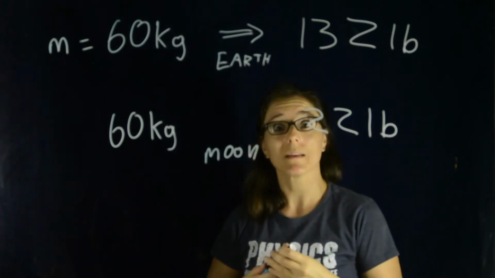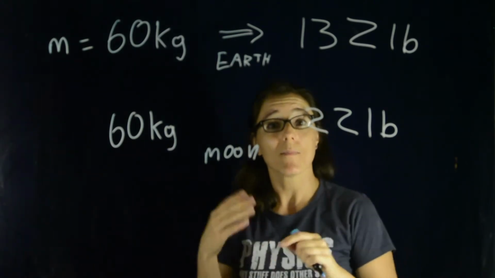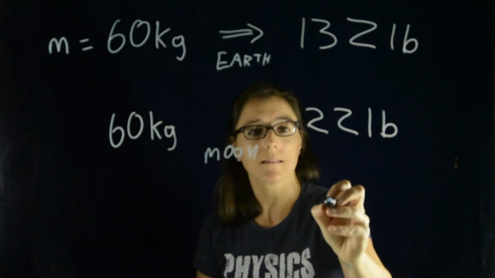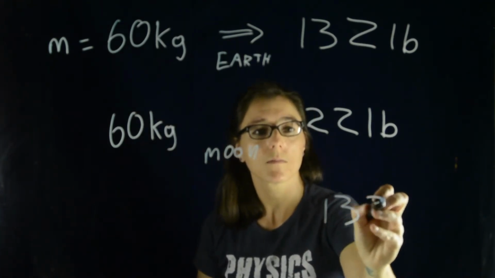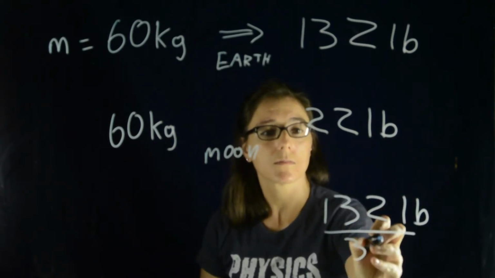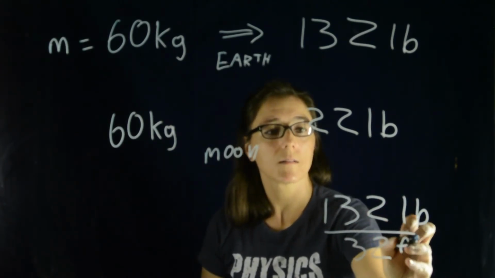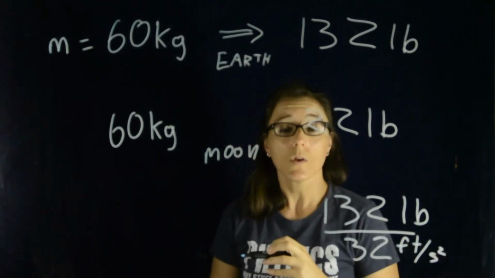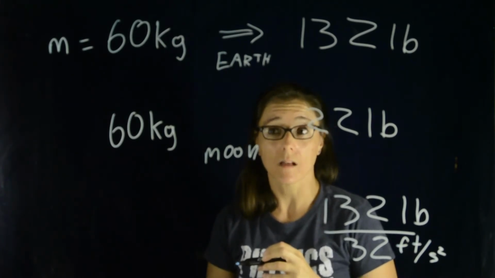What in the world is that about? The unit of mass in British engineering is a slug. If you take your weight in pounds and you divide it by 32 feet per second, which is something we can talk about another time, you will actually get your mass in slugs.